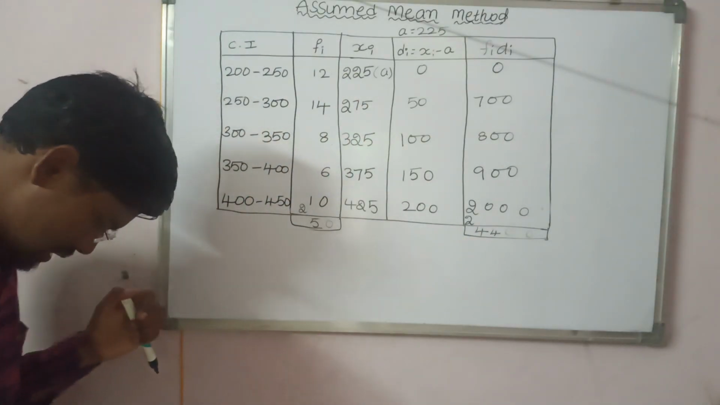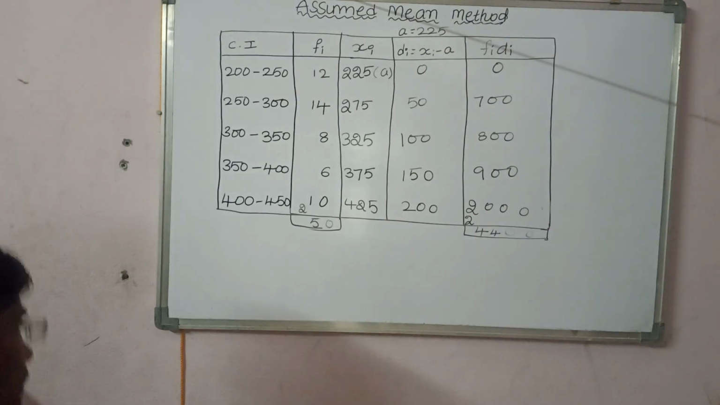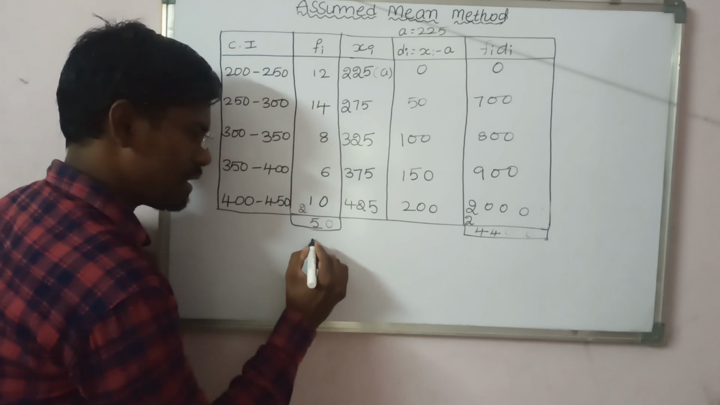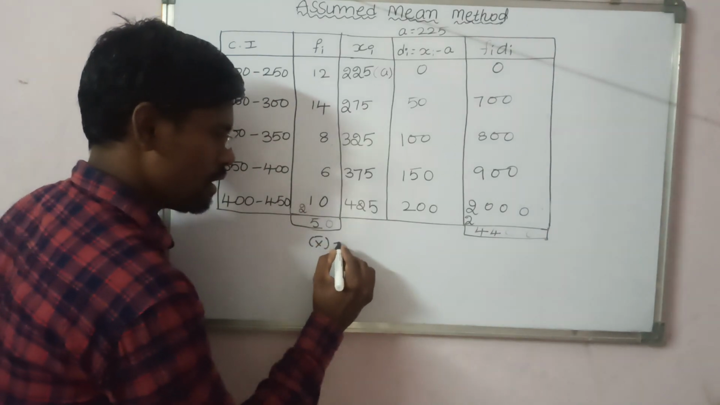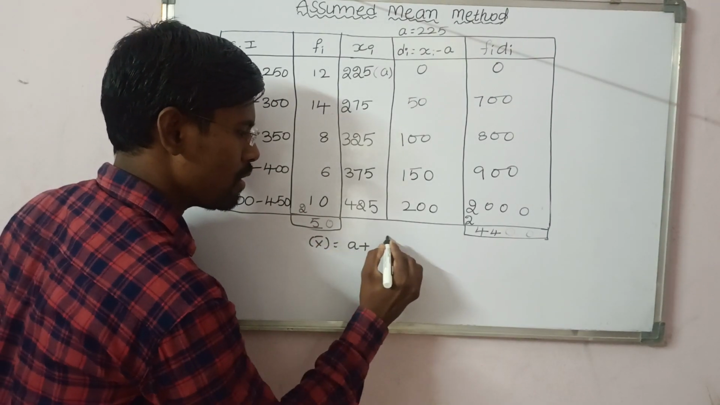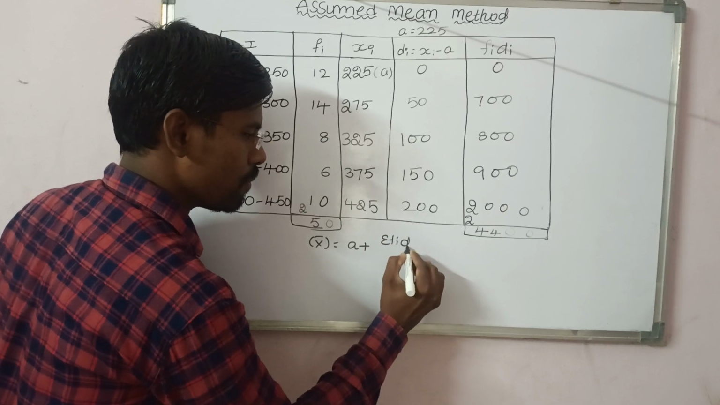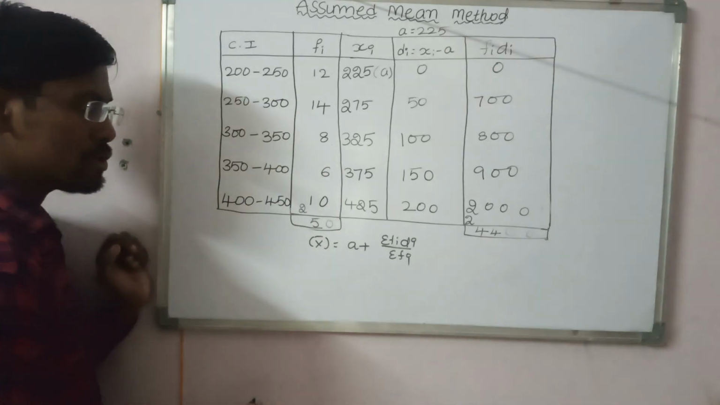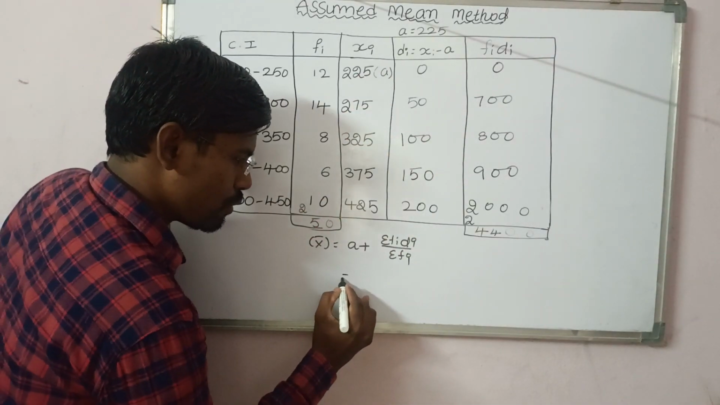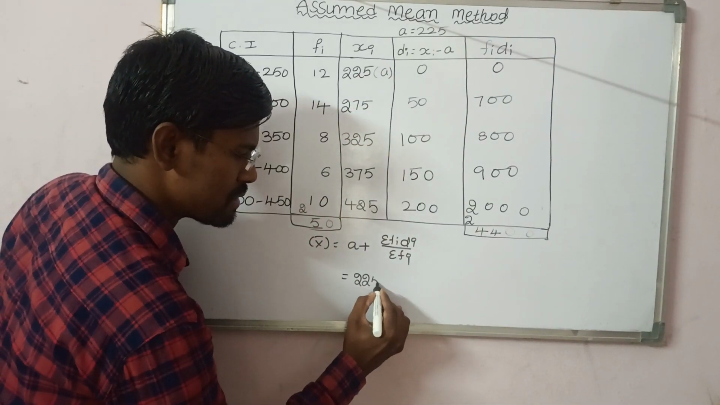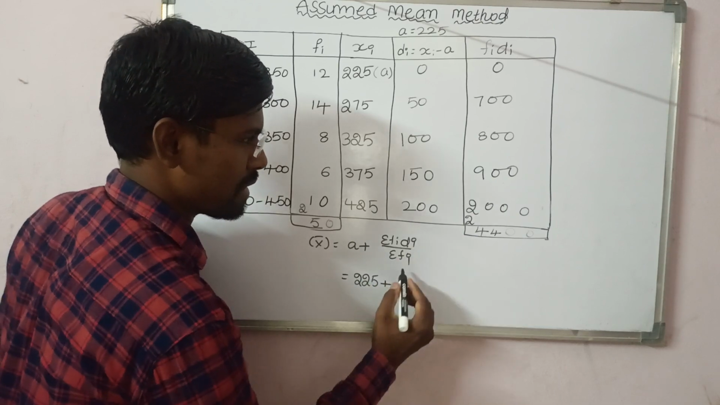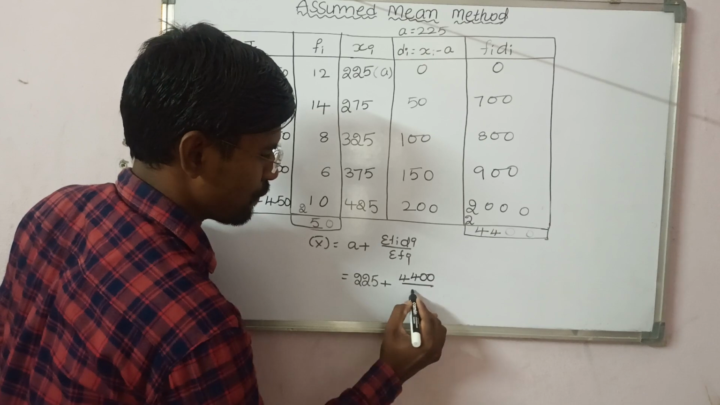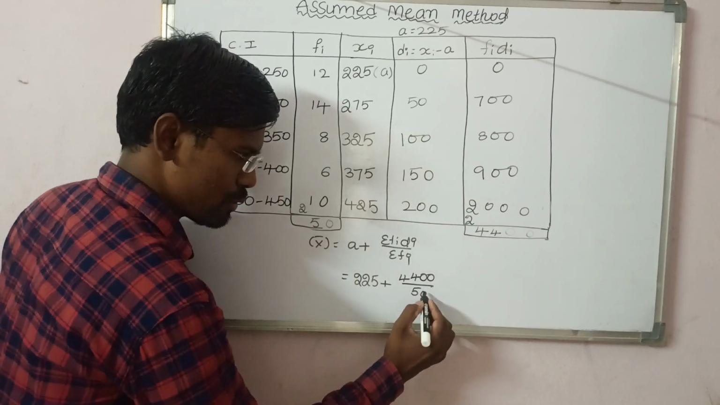Now we are substituting these values in our mean formula. What is the mean formula? Our assumed mean method formula: X bar is equal to A plus sigma fi di by sigma fi. It is our assumed mean method formula. So A is nothing but for us 225 plus sigma fi di is nothing but 4400 by 50. So first cancellation, do this one.